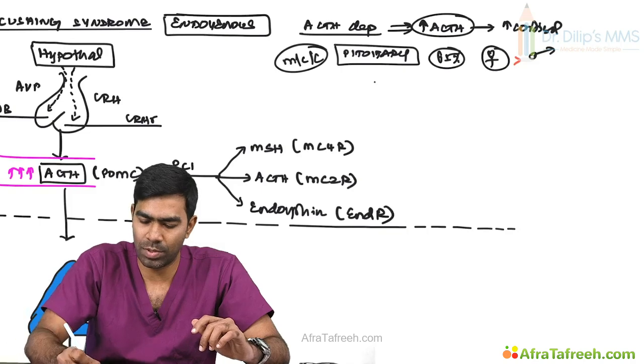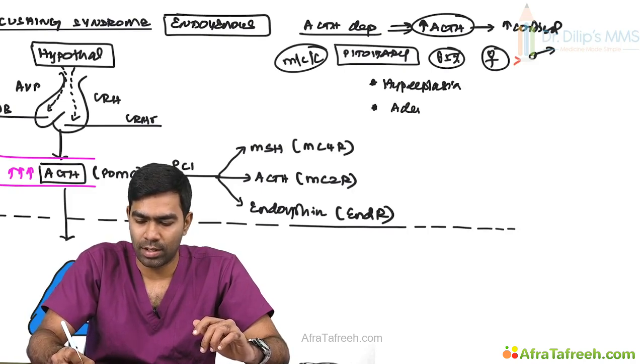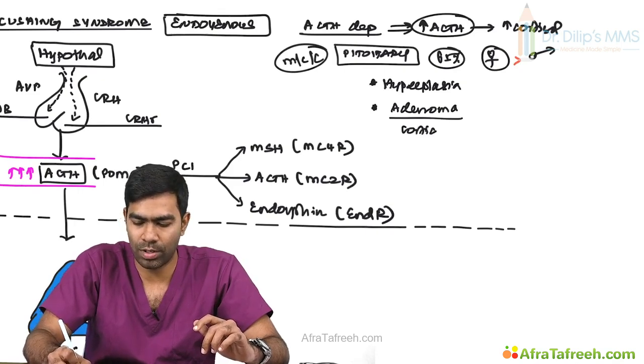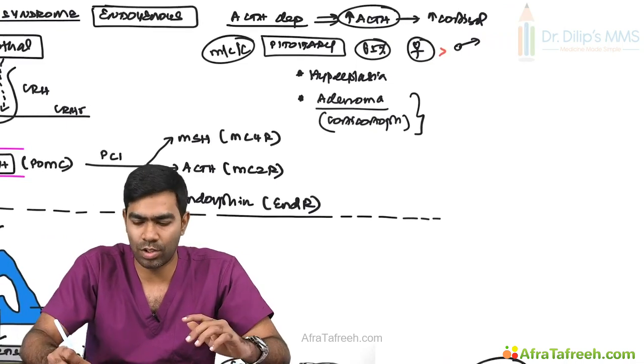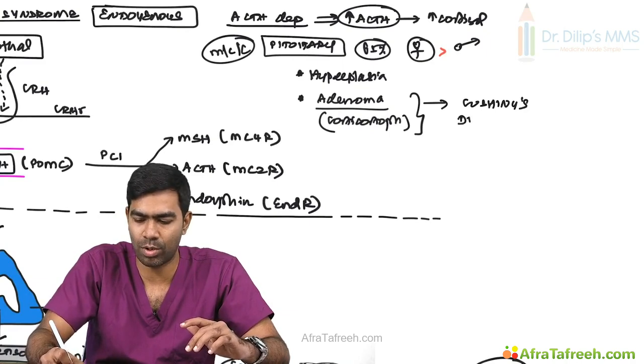What are the pituitary related causes? You can split into two. One, it could be a pituitary hyperplasia or it could be a pituitary adenoma, where adenoma tends to be the most common. Adenoma means you are developing a corticotroph adenoma that can produce excessive ACTH. This corticotroph adenoma causing Cushing syndrome is what we refer to as Cushing's disease. Very, very important point.